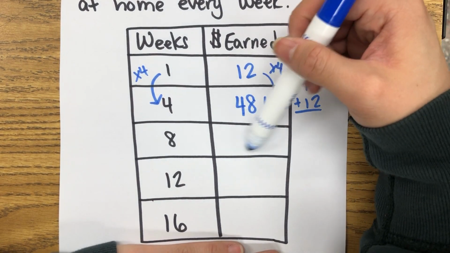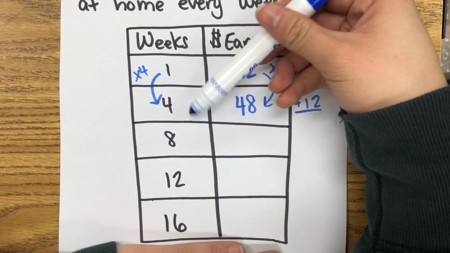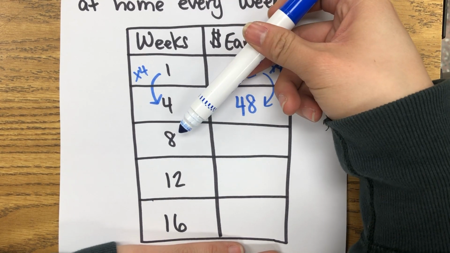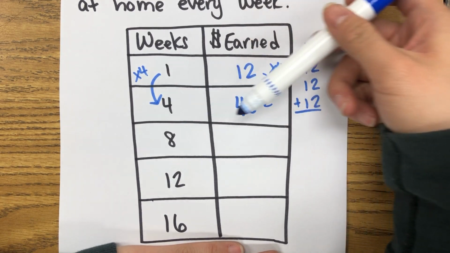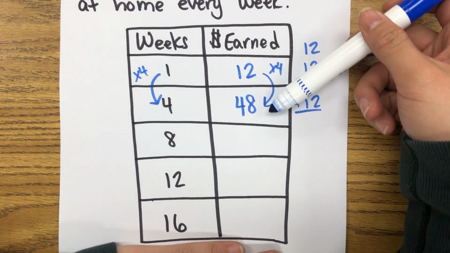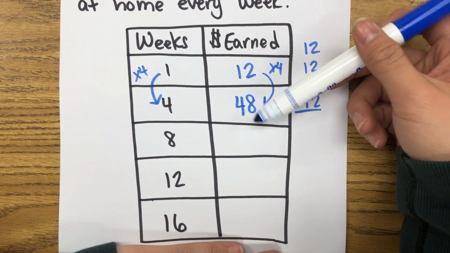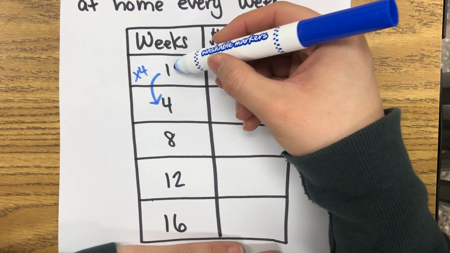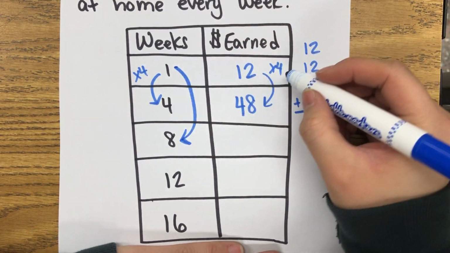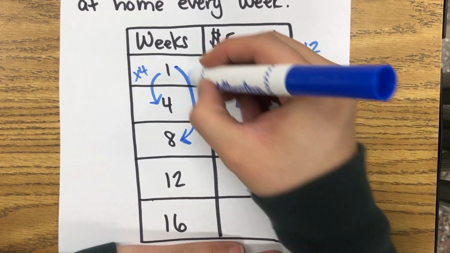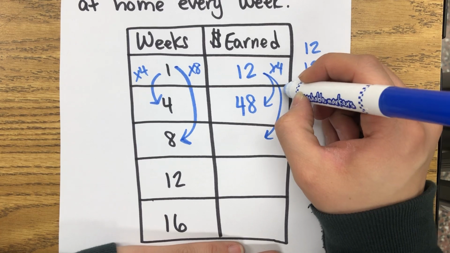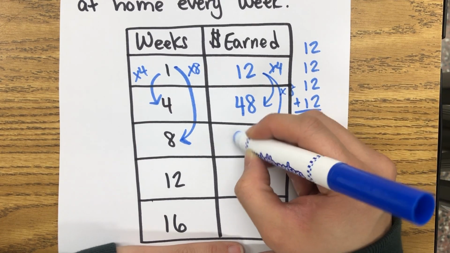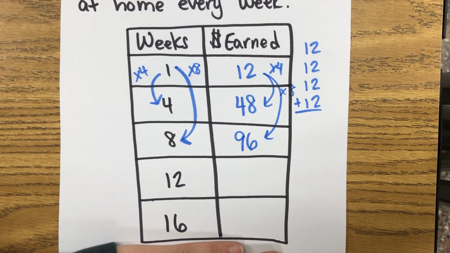This is a blank, so we want to figure out what the relationship is. How do we get to 8? We can get to 8 by making this jump right here. 4 times 2 is 8, which means 48 times 2 would give me this blank. Or we can say, how do I get from 1 to 8? What is the jump between 1 and 8? That is times 8. So 12 times 8 goes in this blank.